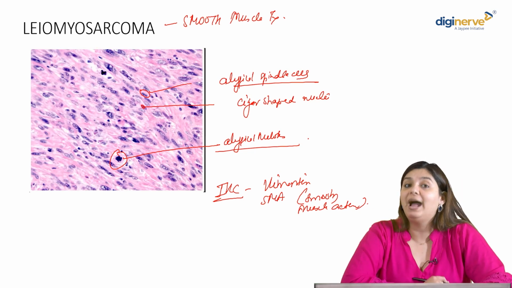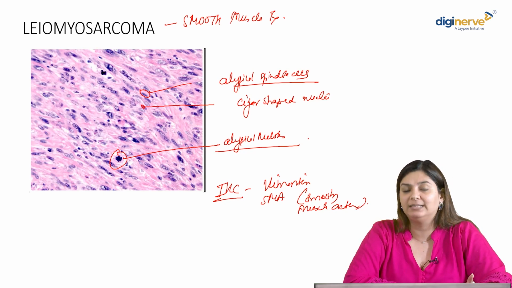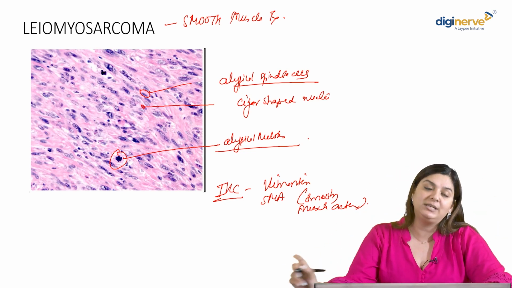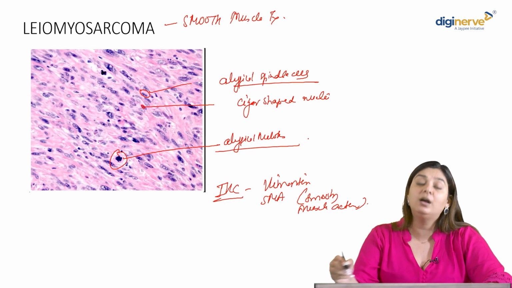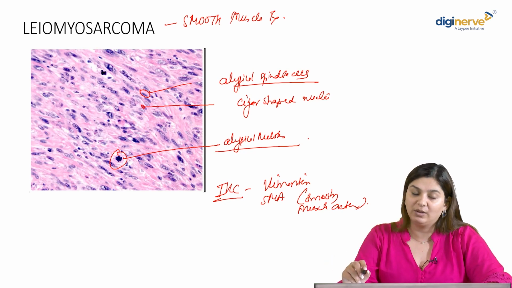Whereas in leiomyoma, the benign counterpart of it, what were you finding? You were finding that they all were arranged in a fascicular or a storiform pattern in interlacing fascicles. Remember, students? And they all were spindle-shaped cells only. However, over here, these spindle cells are atypical. So, this is about leiomyosarcoma.